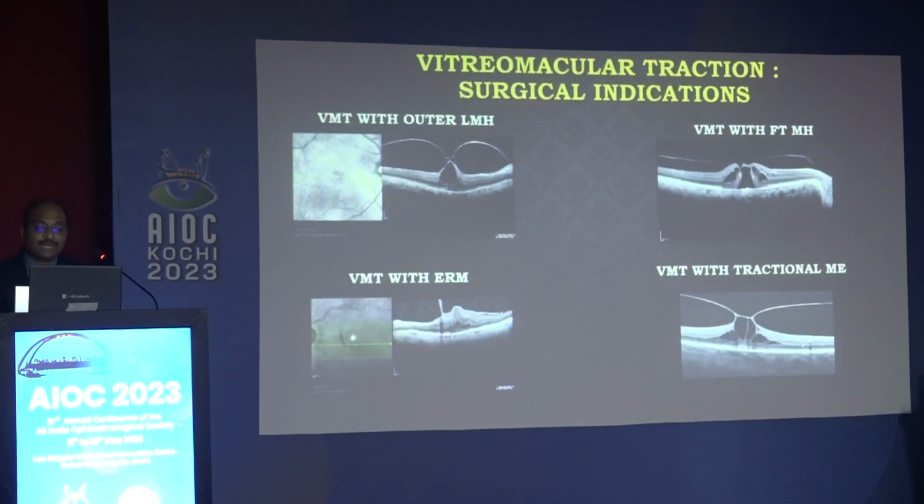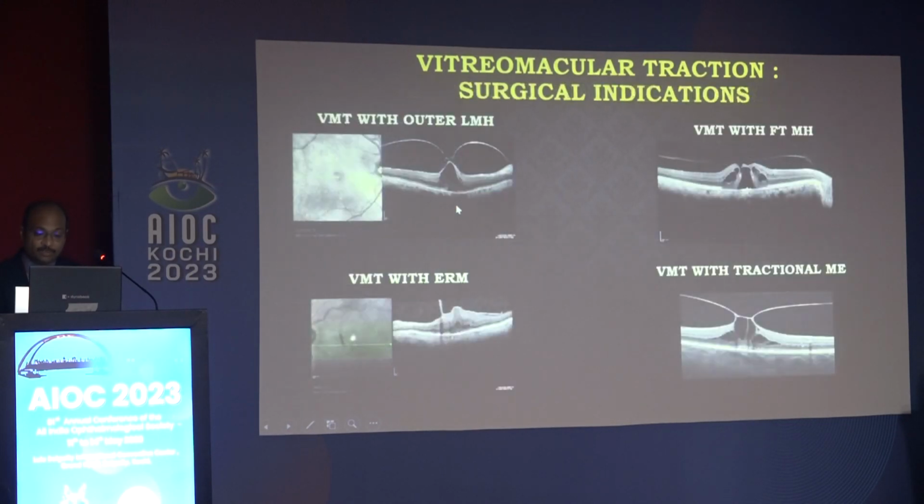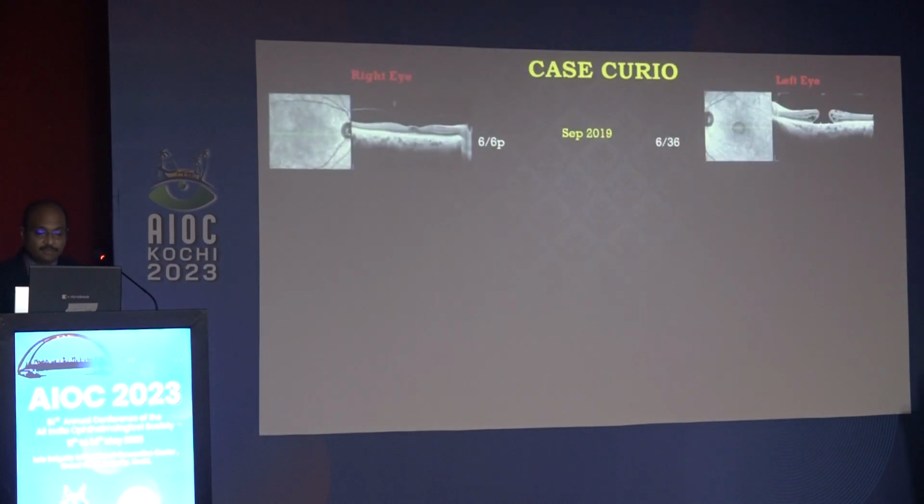And this is vitreomacular traction, which is pulling on the macula, and you can see different varieties, with an outer lamellar hole out here, and a full thickness macular hole with epiretinal membranes, with tractional macular edema. And these are cases where you can operate and you should operate, and you'll have good outcomes. Whereas in others where you have degeneration or scarring out there, these are cases where probably you won't have great results. I'll skip this kind of case.